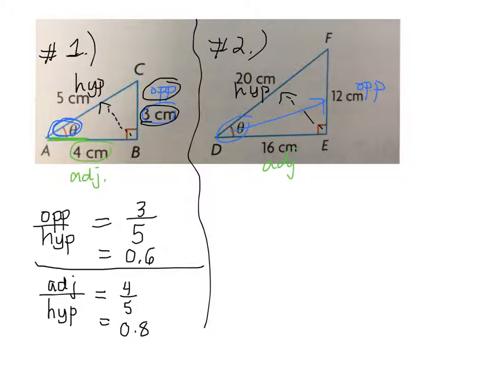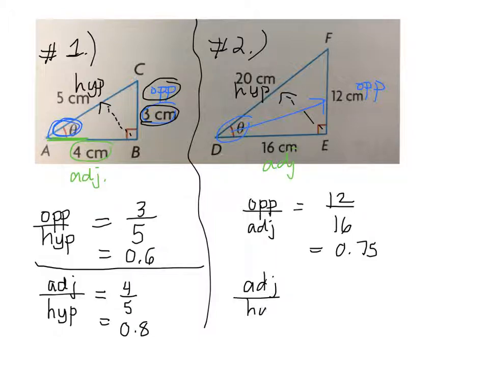Who can tell me the ratio of opposite over adjacent for triangle 2? What's the fraction? 12 over 16. 12 over 16 equals? 0.75. Okay, so let's do adjacent over hypotenuse. What is the adjacent side length? 16 over hypotenuse, which was 20. And what is that equal to? 0.8. Good.